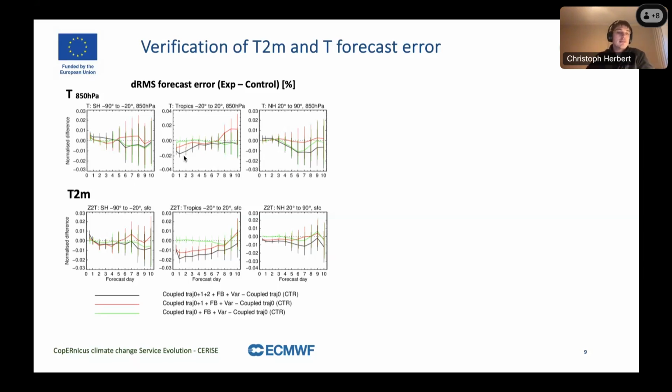The green one is the one with the least strength of coupling, whereas the black one is the one with the highest coupling.